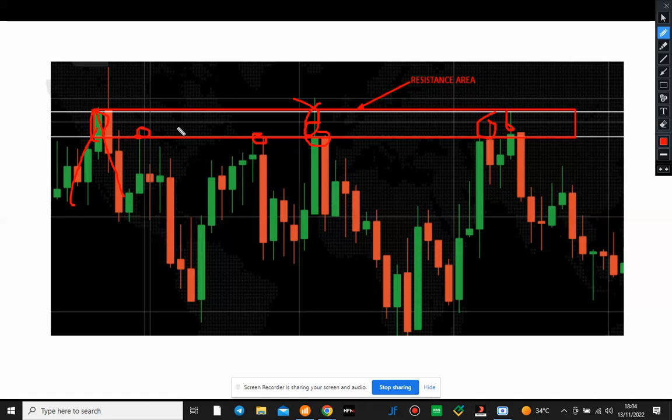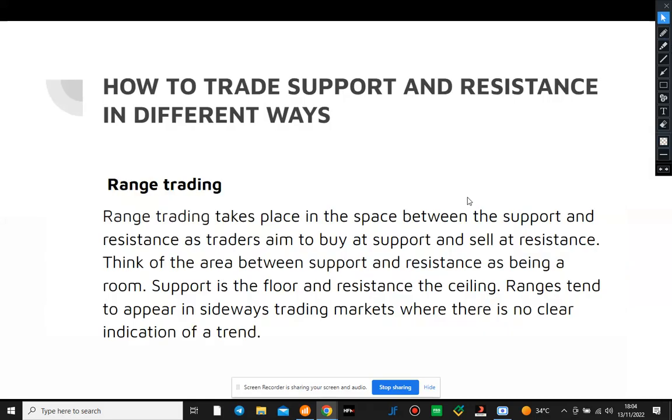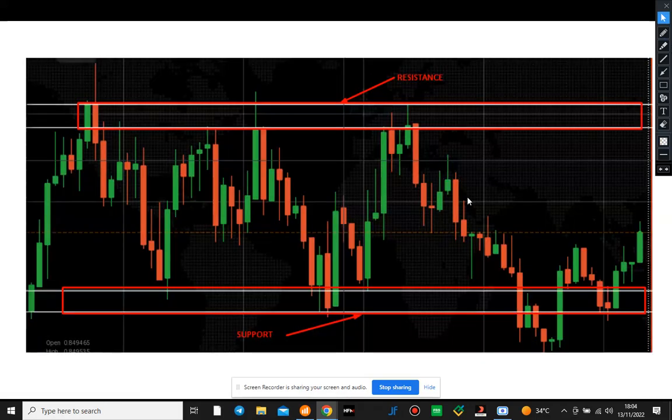So the first thing I will consider is that if I draw the first line, I will look for the next point where the price reaches and reverses, which is the second line. Then I'll wait for the third time the price reaches the level, or the fourth or the fifth. Sometimes that is how I trade support and resistance. That is how to trade support and resistance in a ranging market.